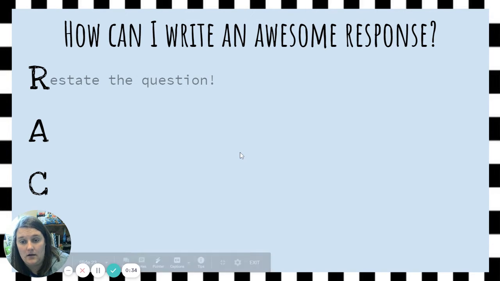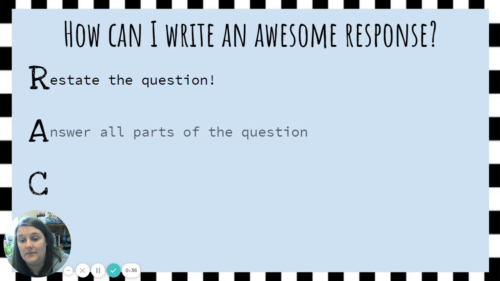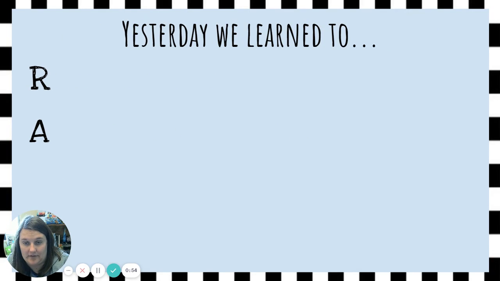So remember, R stands for restate the question. A is going to be to answer all parts of the question. We did that yesterday. We are going to review all those in just a second. But then today, what we're going to add is cite evidence. This is the most important part, okay? And then tomorrow, we will learn to explain the evidence.